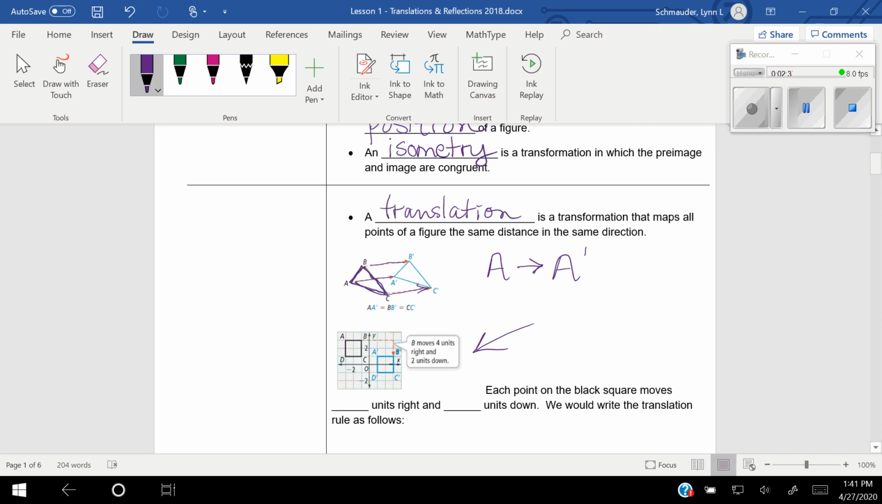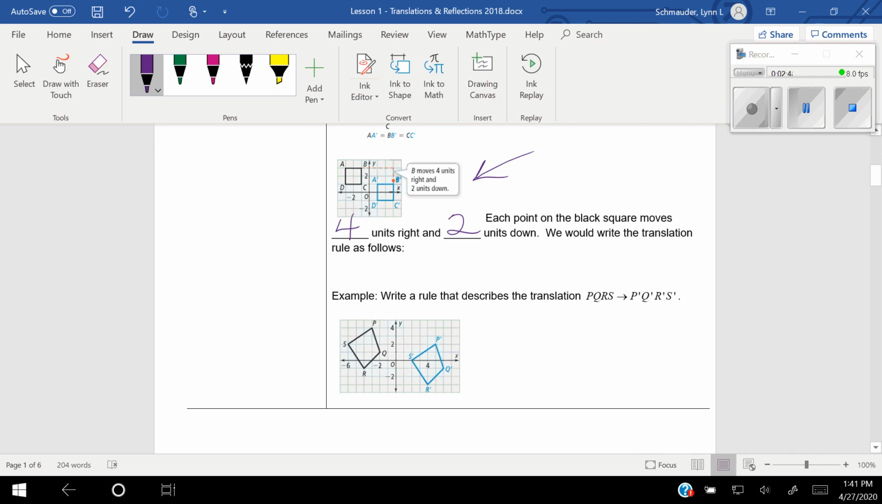Okay, so let's look at this example here. Each point on the black square moves how many units to the right? Well, it moves 4 units right and 2 units down. So we want to write a rule for this translation, and here's how it would look. We're putting x and y because we're moving it in the x direction and the y direction. The x direction is 4 to the right, the y direction is 2 down. So that's how we would write our rule for that.